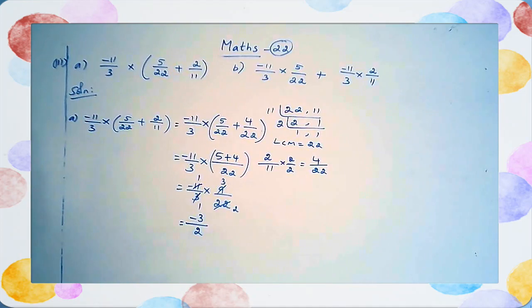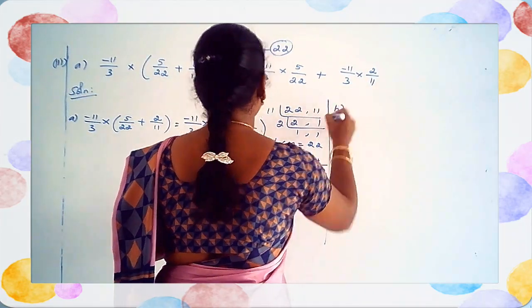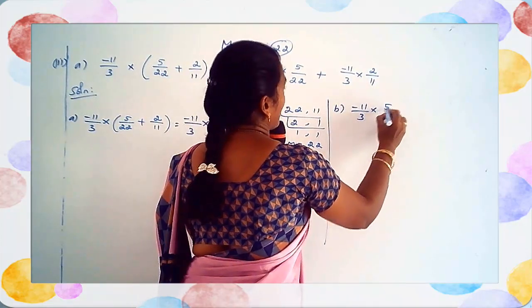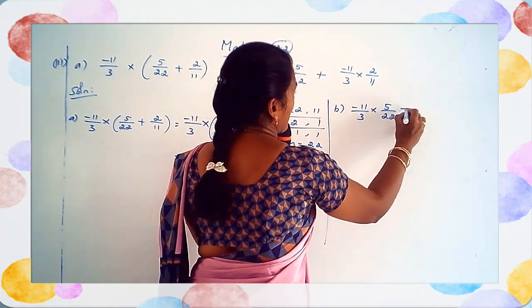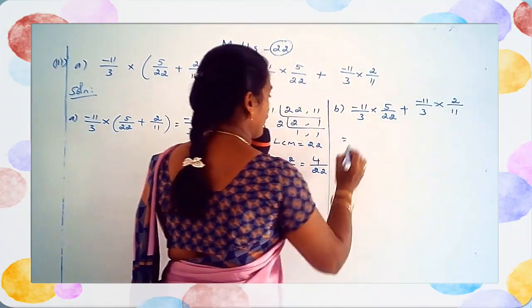Okay, clear? Yes. Now next, to find the value of B part. Yes children, what is given in the B part? Minus 11 upon 3 into 5 upon 22 plus minus 11 upon 3 into 2 upon 11. Okay, now you find the value.